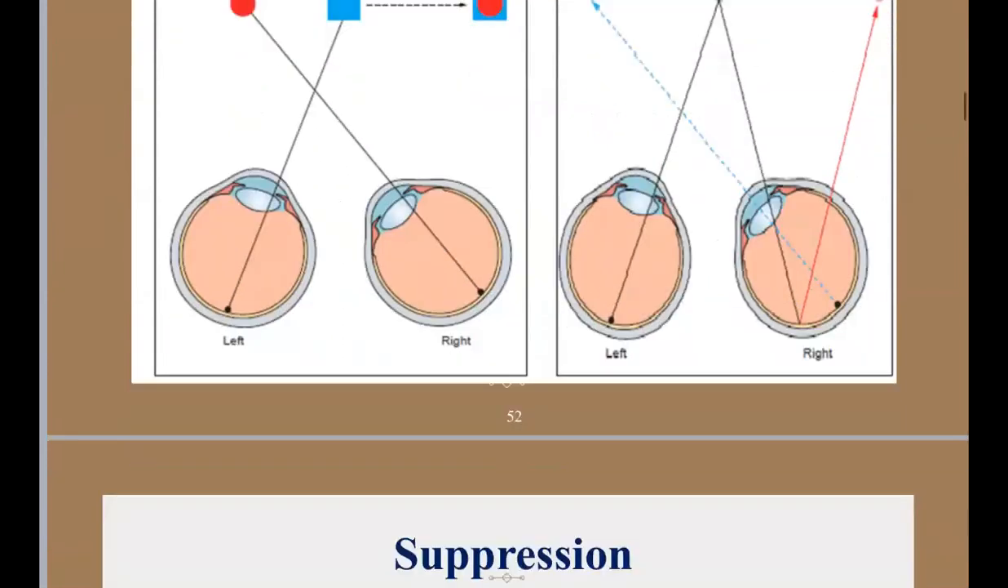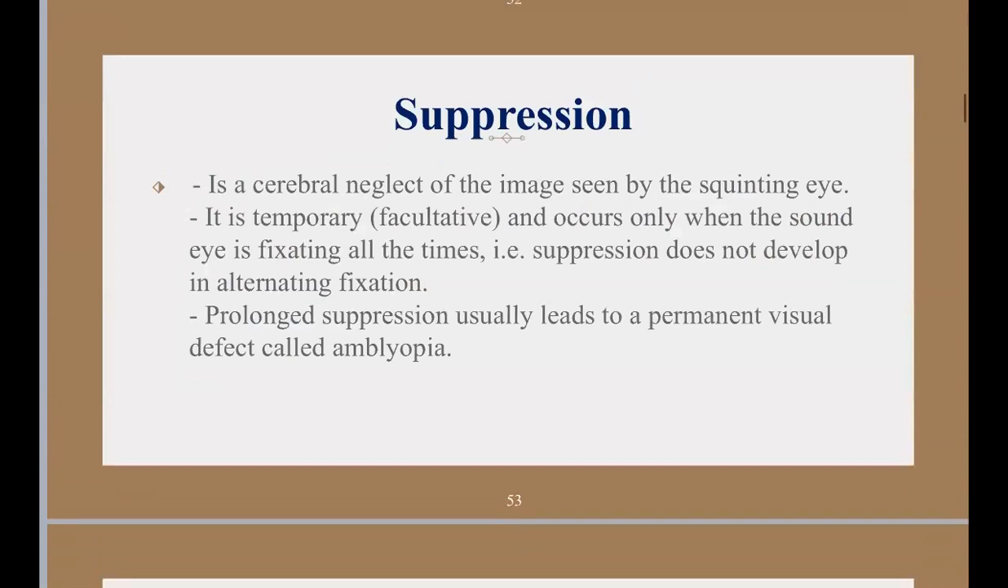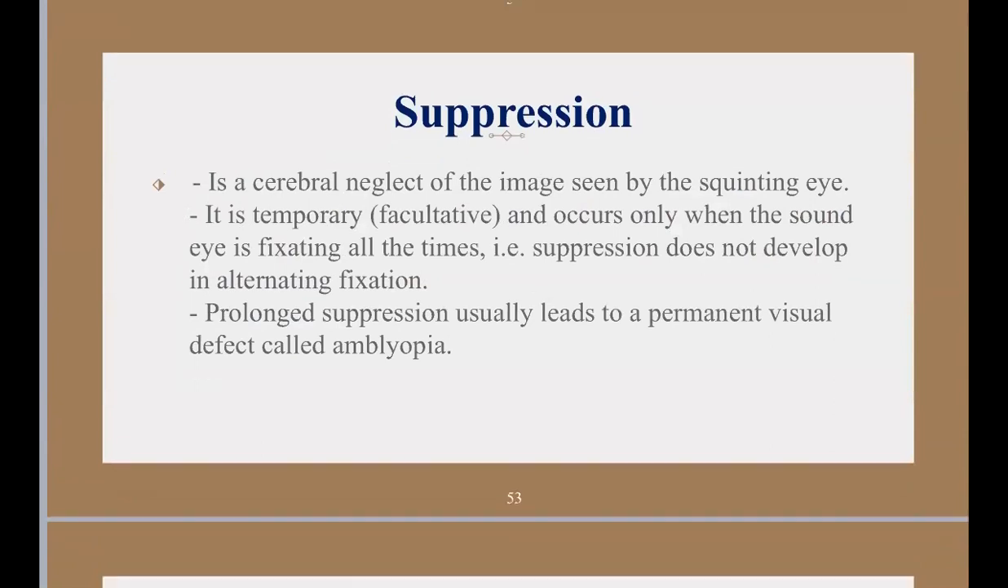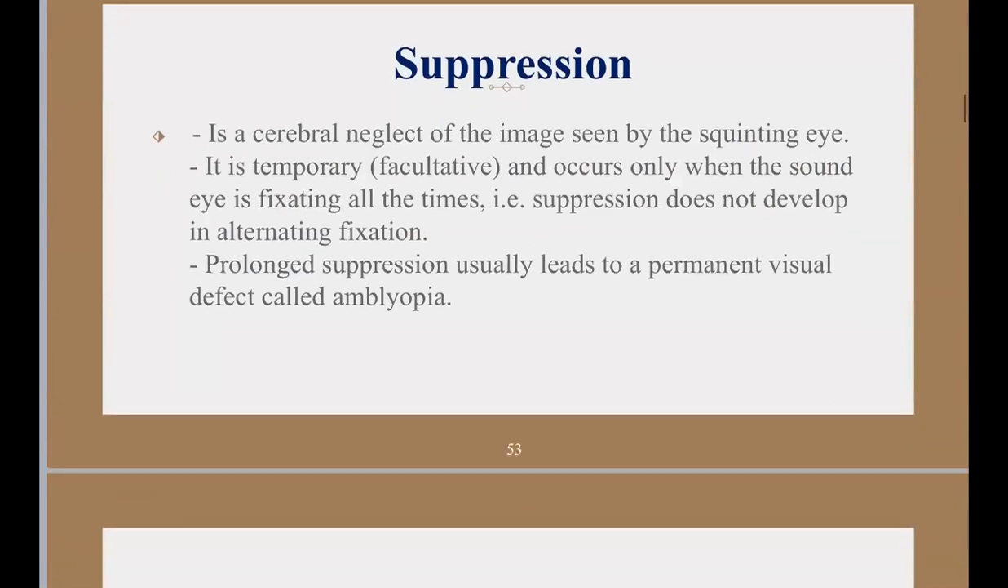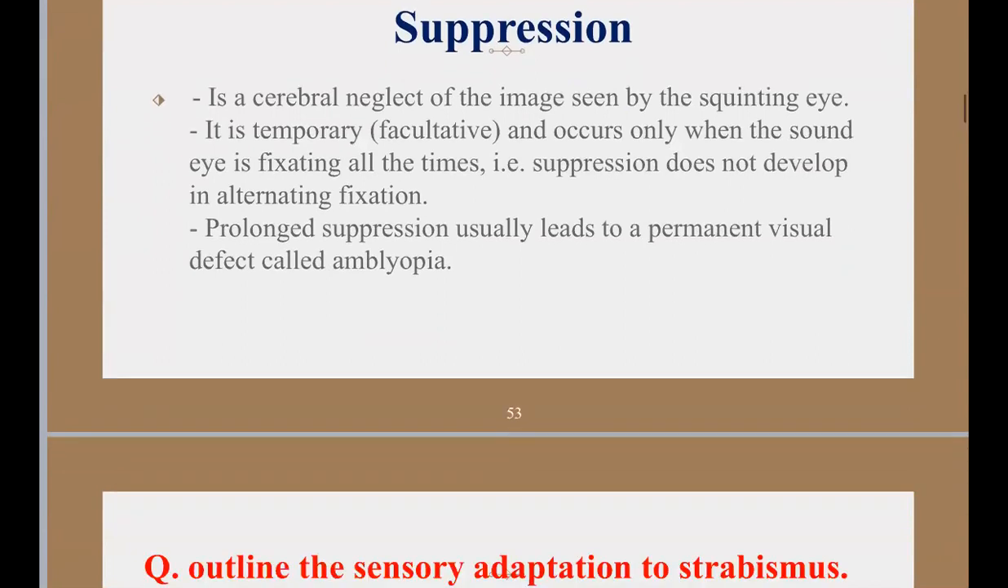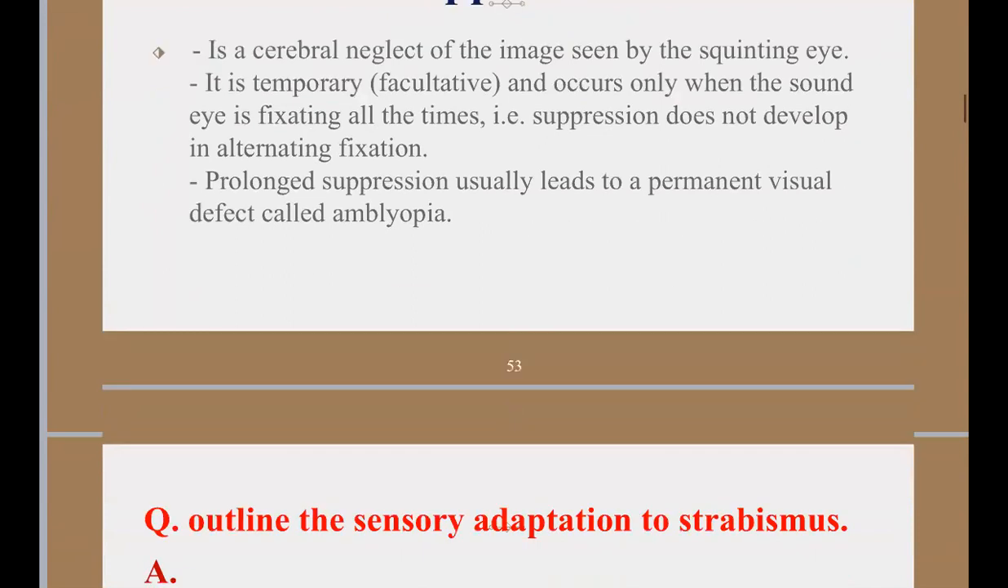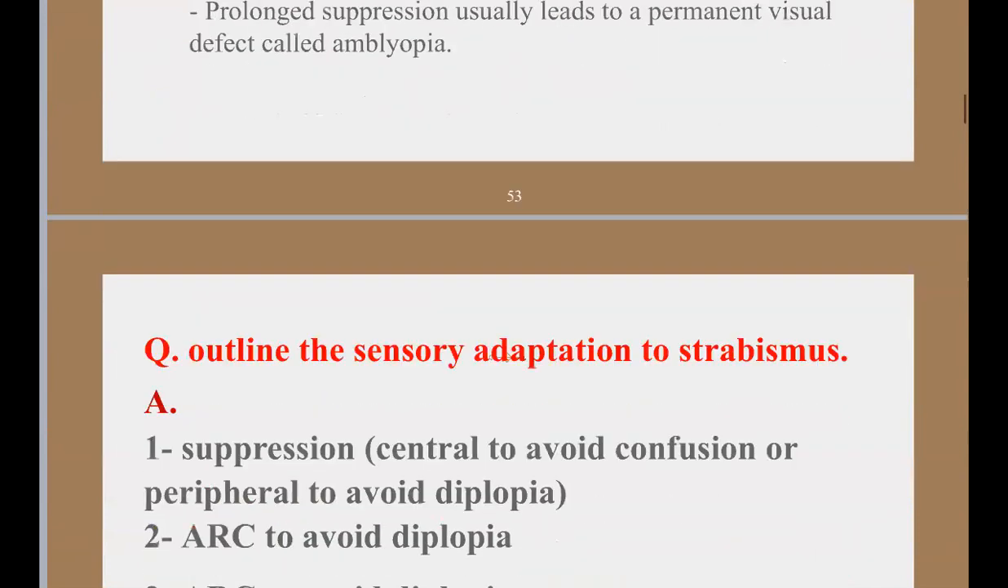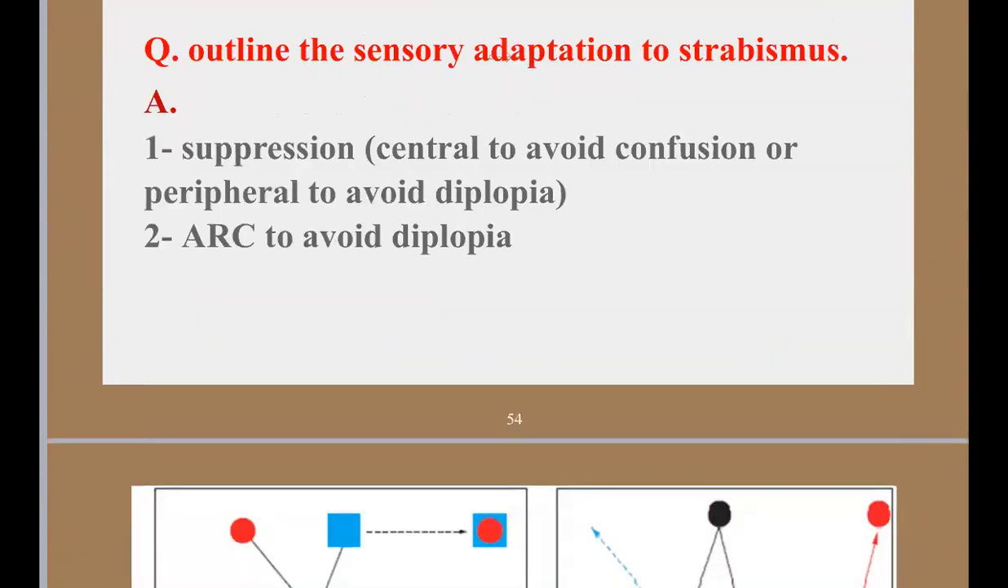by peripheral suppression. Here, suppression is cerebral neglect of the image seen by the squinting eye. It may be temporary and it may be absolute, or maybe all the time. So prolonged suppression may lead to amblyopia. Here, the sensory adaptation to strabismus is either by suppression, I told you, or by anomalous retinal correspondence. Suppression is called passive adaptation to strabismus, and ARC is called active adaptation to strabismus.